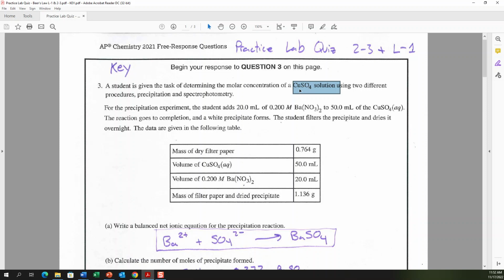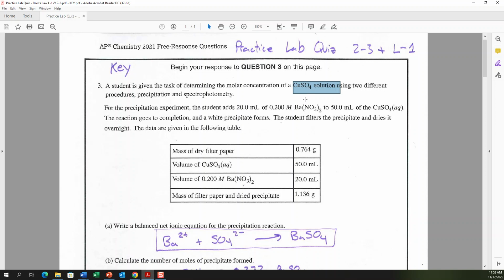Okay, great. And so the whole premise of this question is the student does 2 different ways to figure out the molarity of the copper sulfate, right? So the first way is they precipitate all of the sulfate. So they add barium nitrate to the copper sulfate solution, right? These are both aqueous solutions. And so barium sulfate is very insoluble.